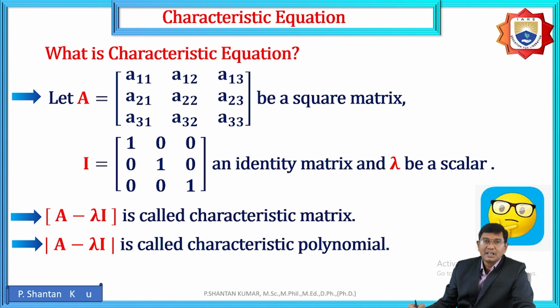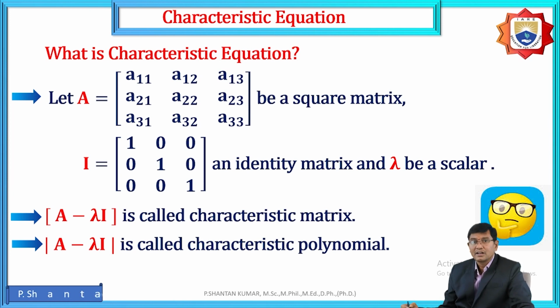While observing here, what we obtain first is the matrix, that is the characteristic matrix. If we find its determinant, the value is called the characteristic polynomial. That means we obtain a polynomial in terms of lambda that depends upon the order of the given matrix. For example, for a 3 by 3 matrix we obtain lambda cube, and for a 2 by 2 matrix we obtain lambda square. That is the meaning: the determinant of A minus lambda I is called the characteristic polynomial.